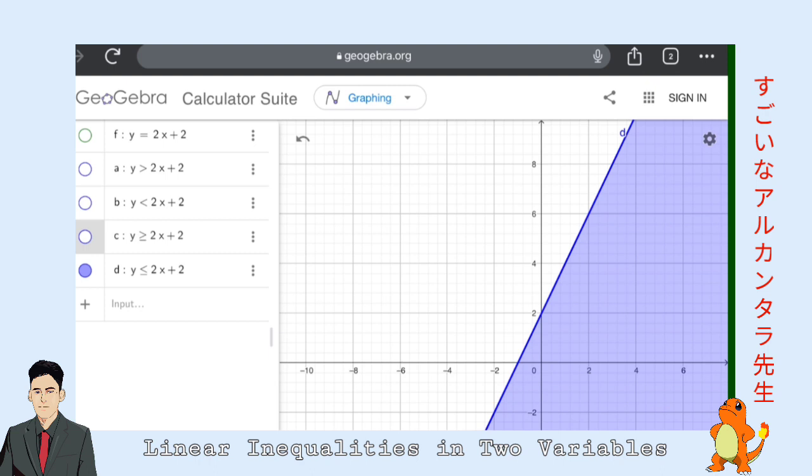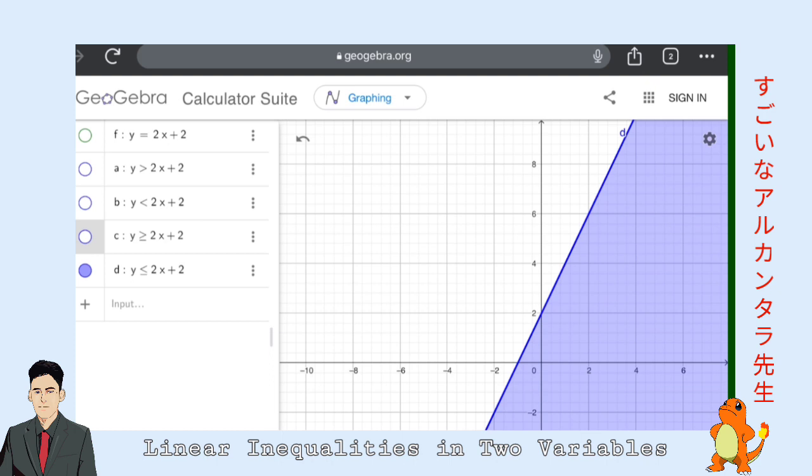Now, there's something I would like to address to avoid misconception. This could only be sure if your inequality is in slope-intercept form, just like what you're seeing on your screen right now. If it's not in slope-intercept form, you cannot automatically say that it is above or below the boundary line. You have to make sure first that your given linear inequality is in slope-intercept form.